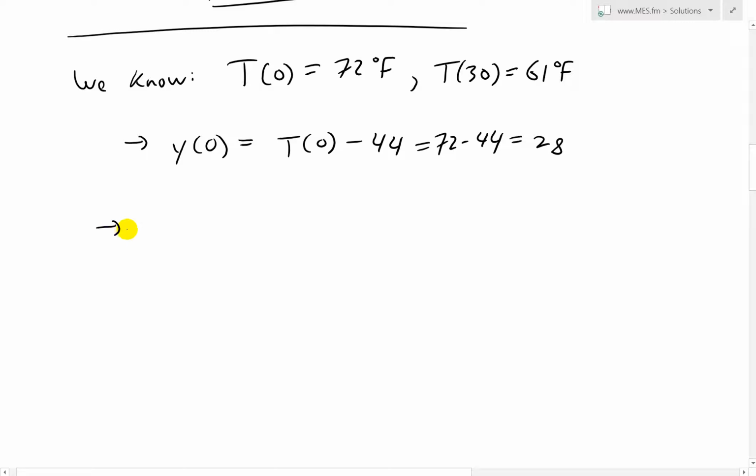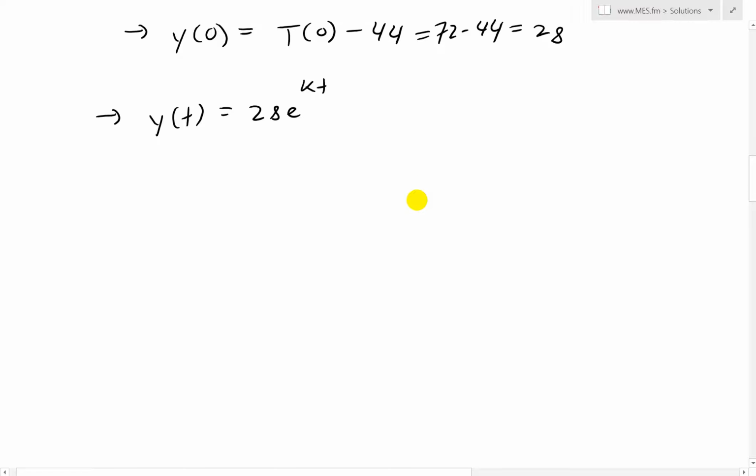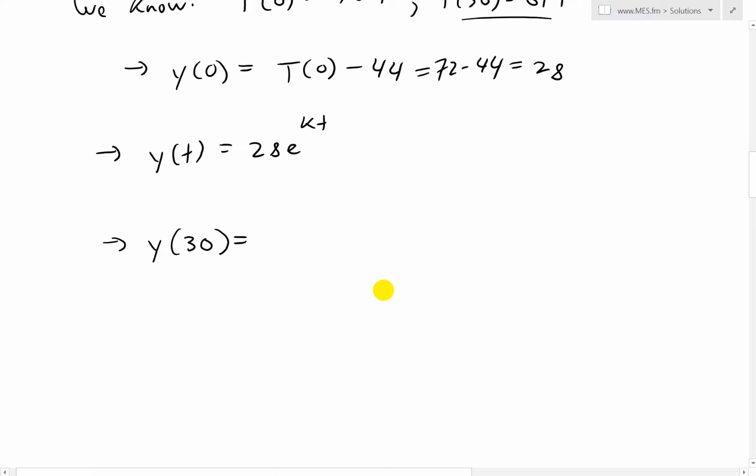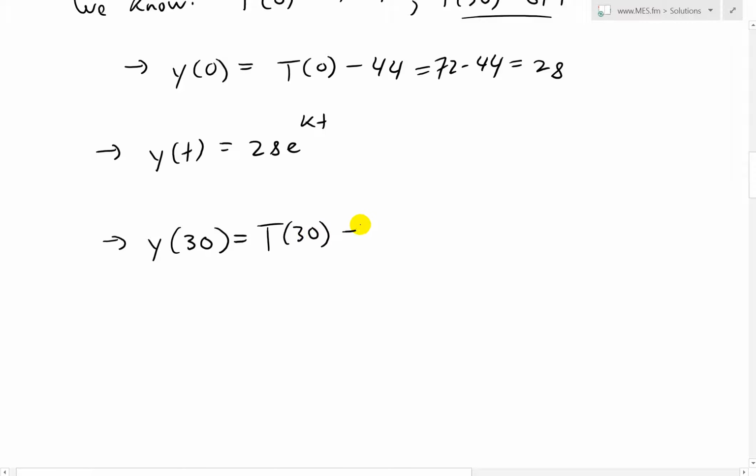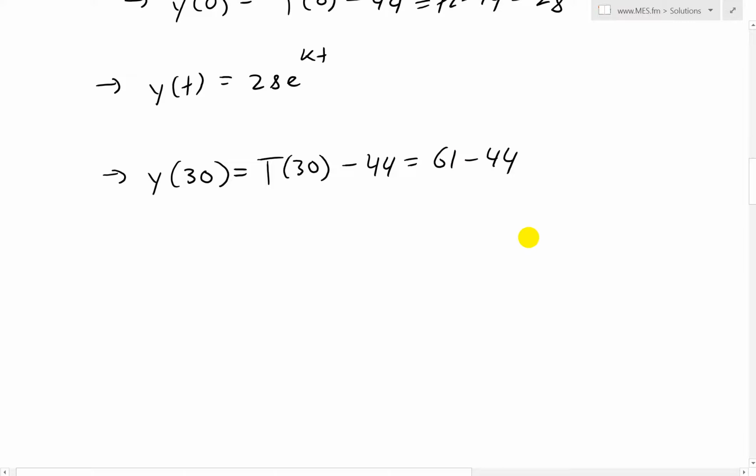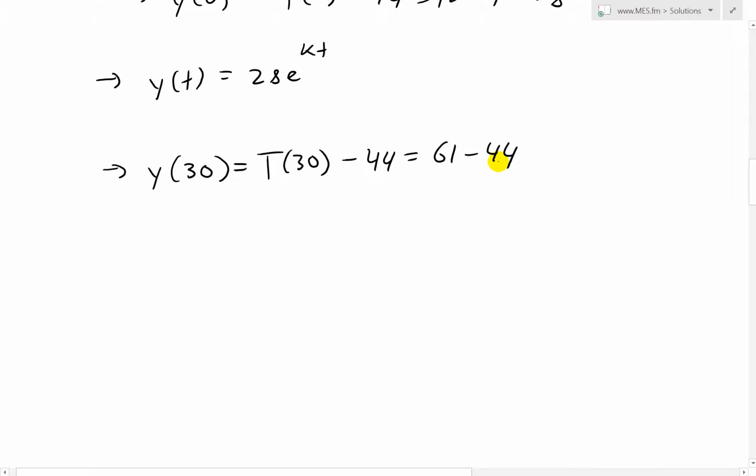So what we have is y of t is equal to 28 e to the kt. And now we could plug in to solve it. What we also have is y of 30, which is T of 30 minus 44, which equals 61 minus 44. 61 minus 40 is 21, and 21 minus 4 is 17. That's just a quick way of thinking about it.